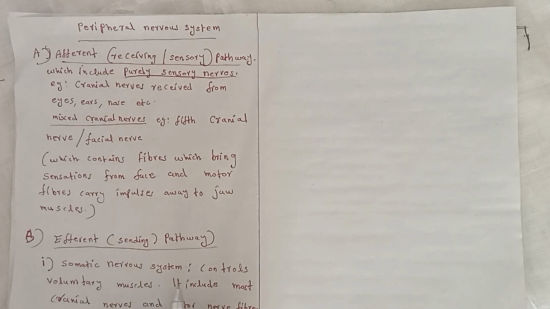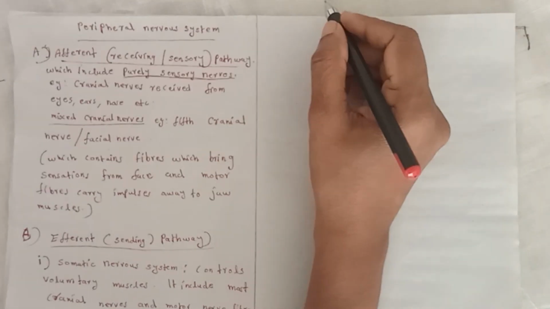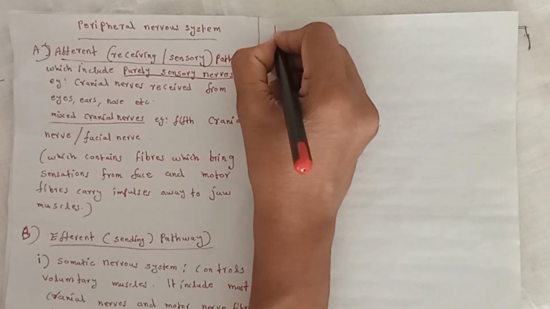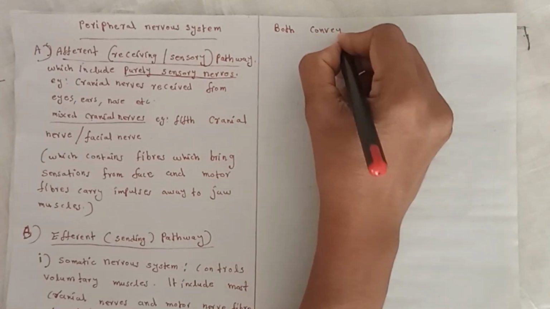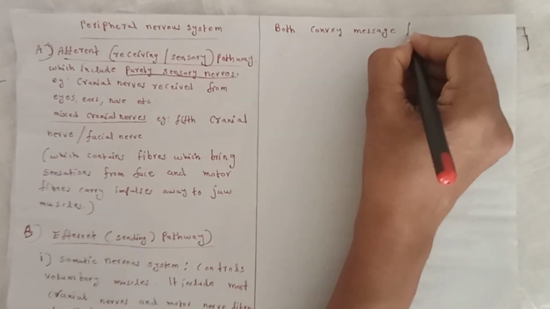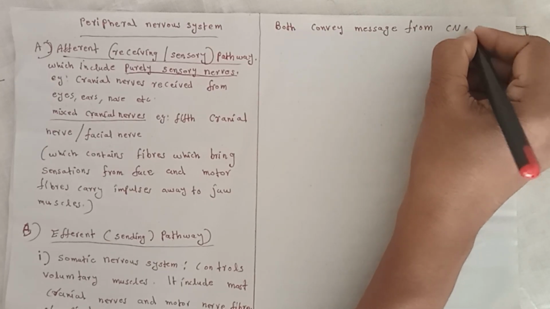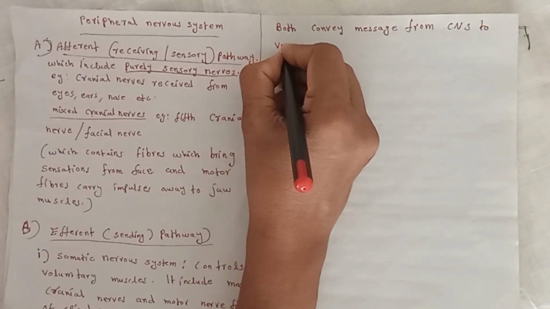The somatic nervous system controls voluntary muscles. It includes most cranial nerves and motor nerve fibers of spinal nerves. These both convey messages from the central nervous system, that is CNS, to voluntary muscles.